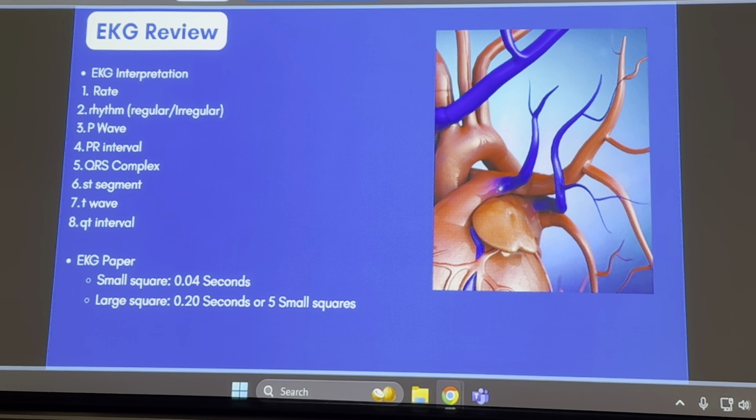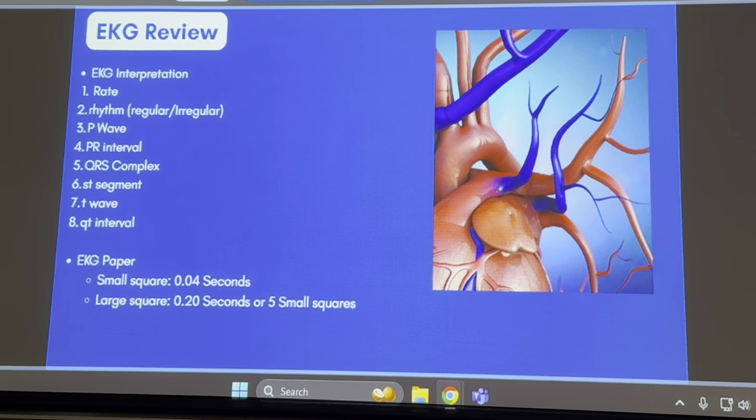Our PR interval, what is that? Good, so just between the P wave and the R on that QRS complex. How long should a PR interval be? 0.12. I heard what? 3 to 5 boxes. Okay, good. Which is what? 0.12 to 0.2. Good. Or 3 to 5 boxes, as Chuck says.